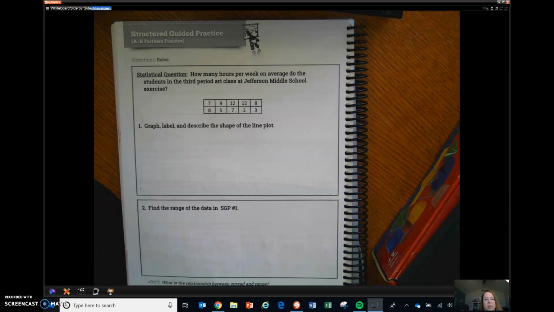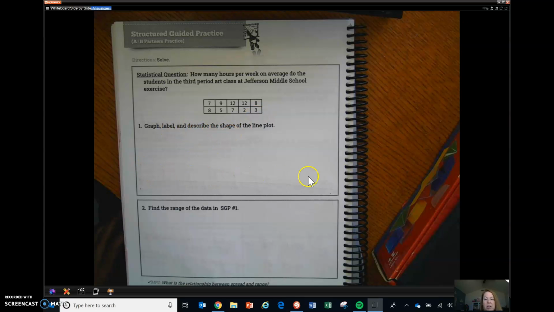Okay, I want you to pause this and try to do this page on your own. And if you need to, go back and look at what I just taught you. It's the same exact thing. So this one is, how many hours per week on average do the students in the third period art class at Jefferson Middle School exercise? There are their answers. Graph, label, and describe the shape of the line plot.